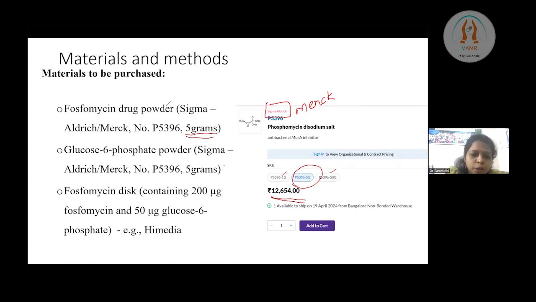And glucose 6-phosphate is another important thing, that is 5 gram. It is around 9,000. That has to be purchased. And Fosfomycin disc, like HiMedia disc, can be purchased. This disc contains 200 micrograms, and the disc itself contains 50 micrograms of glucose 6-phosphate. These are the materials to be purchased.